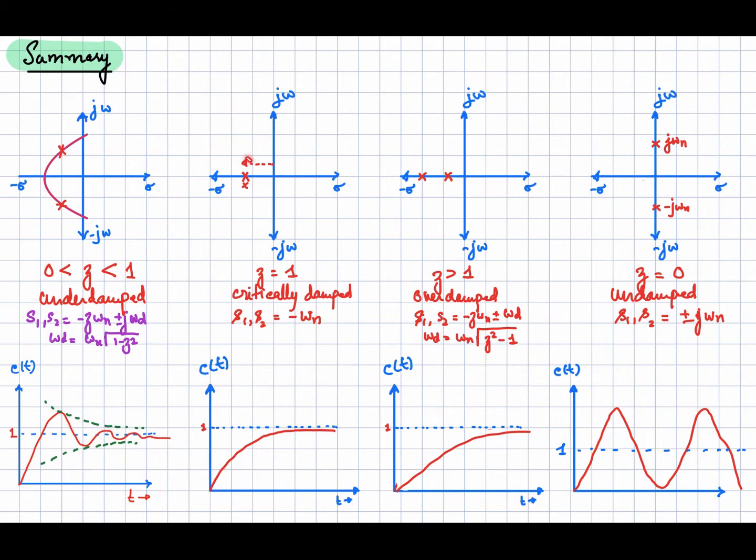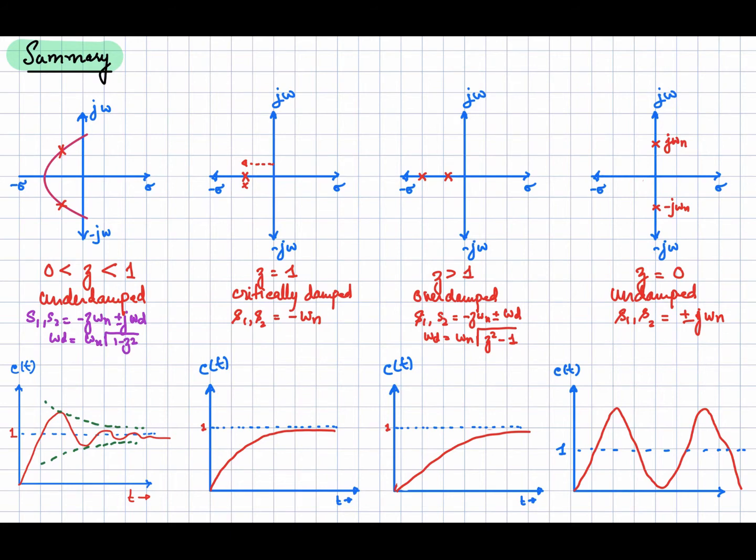If we have a double pole at the same position over the negative real axis, the minus sigma axis, then our zeta is equal to 1 and this system is said to be a critically damped system. The poles are given as minus omega n. Two poles are at the same position at the distance omega n from the origin. If you look at the response for this system, it is like that. You will not observe oscillation in this response.